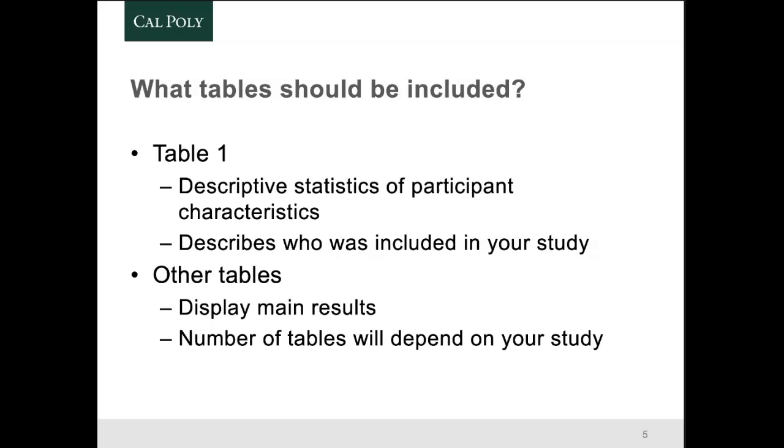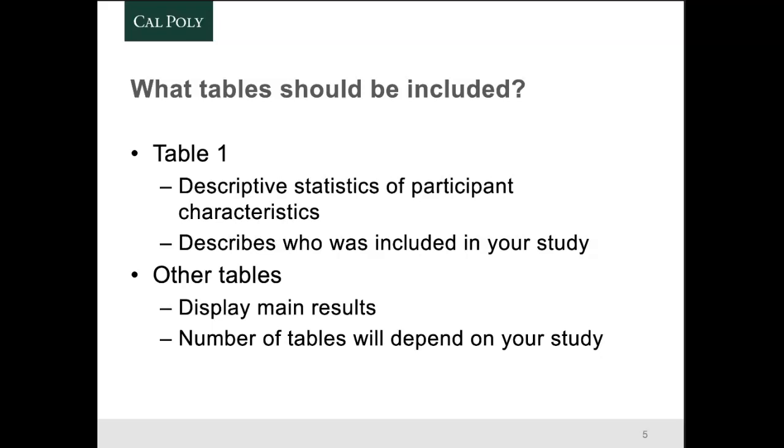You might have other tables as well that display maybe the main results of your main analysis that you conducted. There's not really a right or wrong number of tables. It really will be study dependent and depend on what it is that you're analyzing and what kind of main outcomes you're looking at. But regardless of how many tables and figures you include in a research paper, they should be labeled according to the order that they appear in the text of the paper.